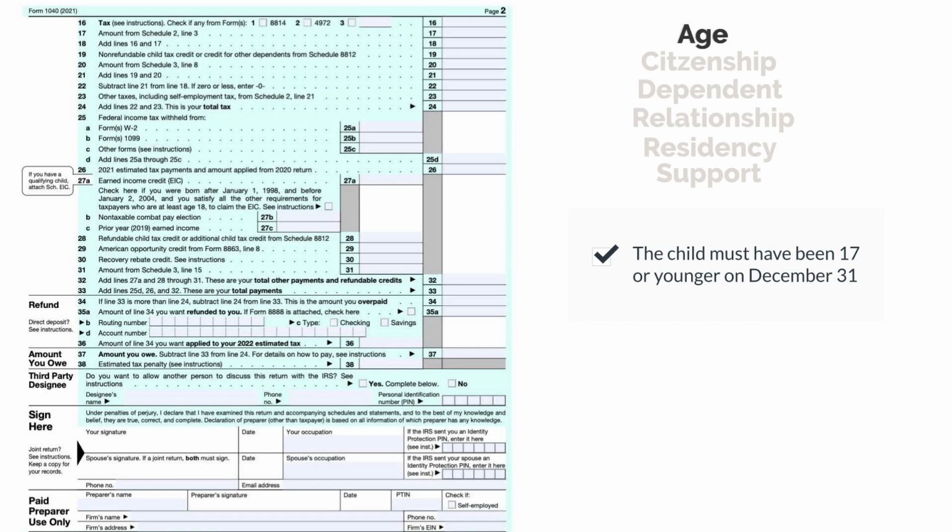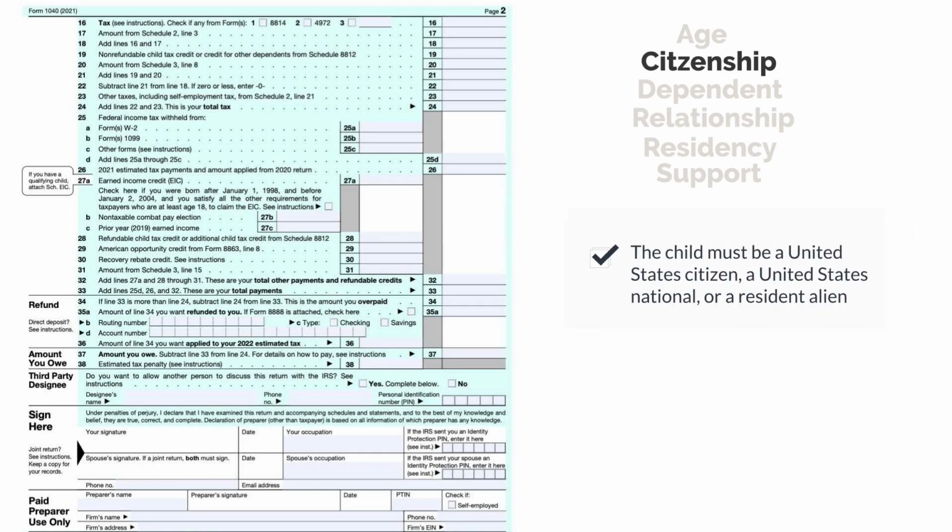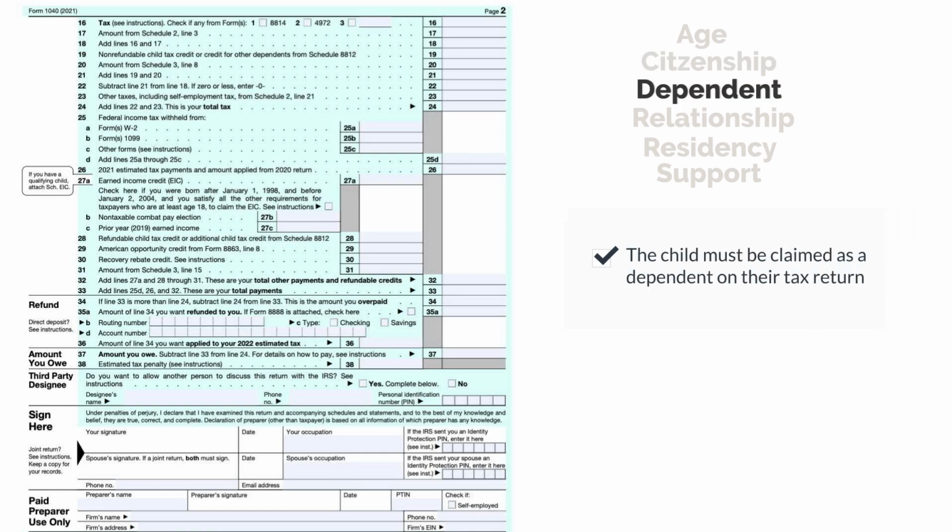The first condition is age. The child must have been 17 or younger on December 31st. Next is citizenship. The child must be a United States citizen, a United States national, or a resident alien. Dependent. The child must be claimed as a dependent on their tax return.